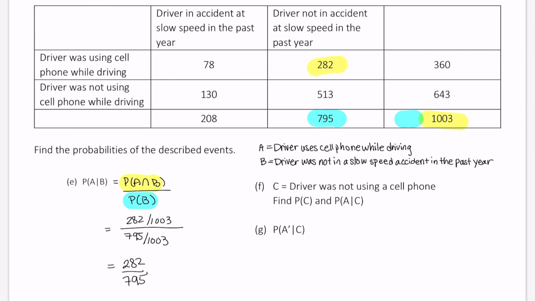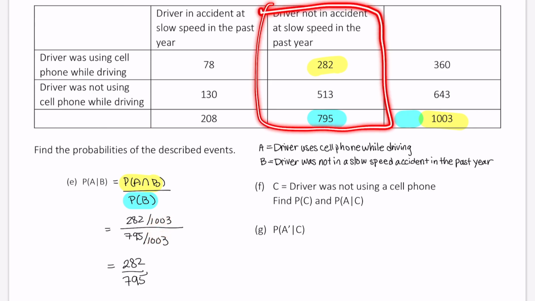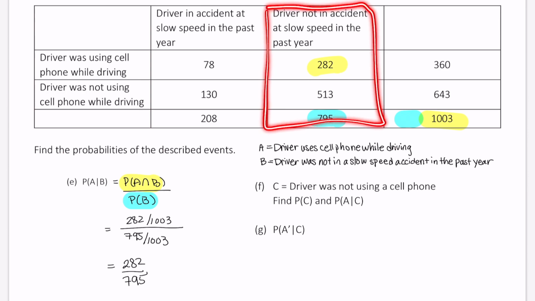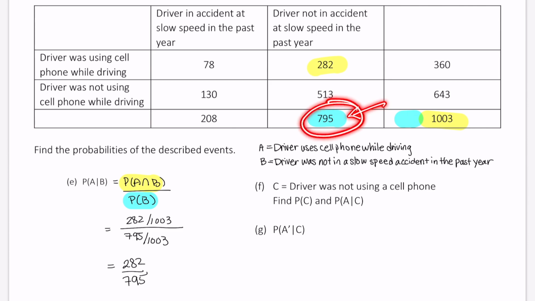Now, this is a very formulaic approach, but if you look at the highlights here, notice that for both of these, we have this denominator of 1003, and the way fraction arithmetic works out, these cancel out. So really what you could have done is only select drivers from this column, since we're interested in selecting a driver who was not in a slow speed accident last year. We're interested in this group only. And how many out of this group used a cell phone? Well, that's 282. And the colors really help you see how this intuitive approach is a lot quicker and easier to understand than going ahead and using the formula. So if you can remember the intuitive approach, that's great. If not, you can use the formula.